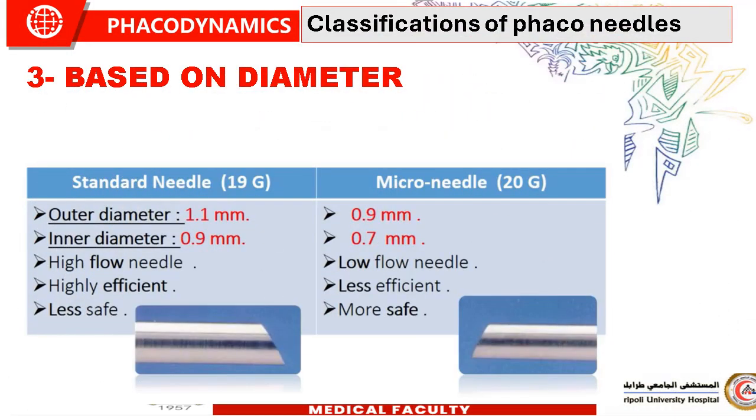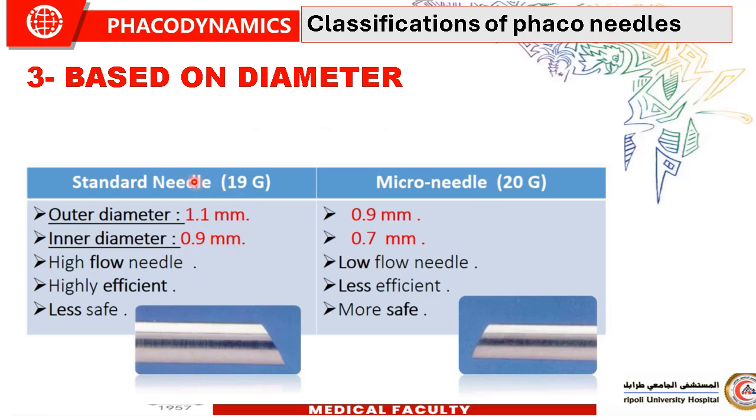The third way of classifying the Phaco needle is based on the diameter. We have both an outer diameter and an inner diameter. We have a standard needle of 19 gauge, and we have micro tips or micro needles of 20 or 21 gauge. Now the standard needle of 19 gauge has an outer diameter of 1.1 millimeter and an inner diameter of 0.9 millimeter.